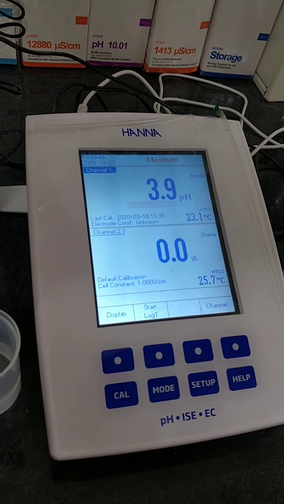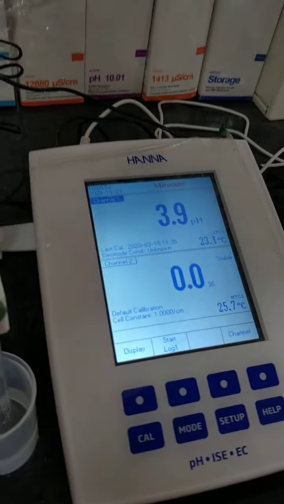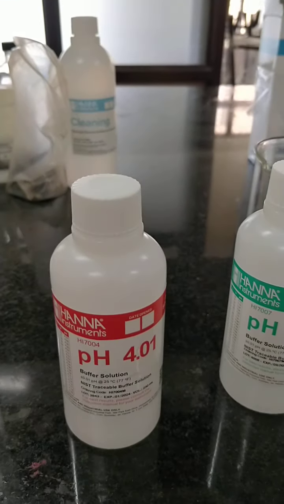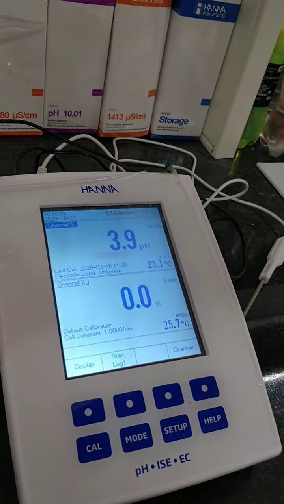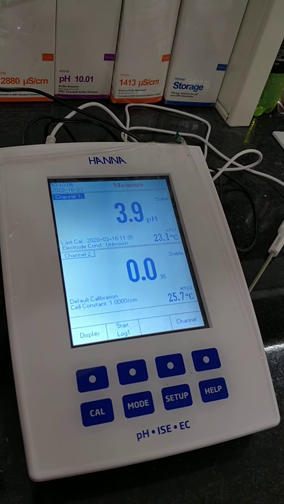So, we have achieved 3.9 value for pH 4.01. The chemical is of pH 4.01, but exactly it does not give the same value as the value depends upon the age or other factor. But the instrument is calibrated with respect to the standard solution.